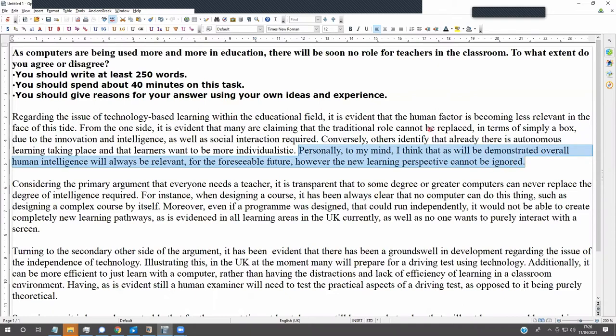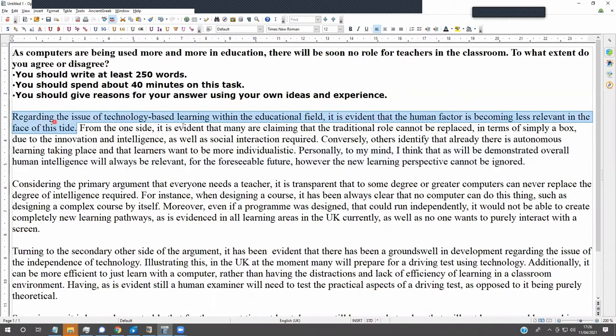So regarding the issue of technology-based learning within the educational field, it is evident the human factor is becoming less relevant in the face of this tide. So I'm introducing the topic, and I'm using different vocabulary.